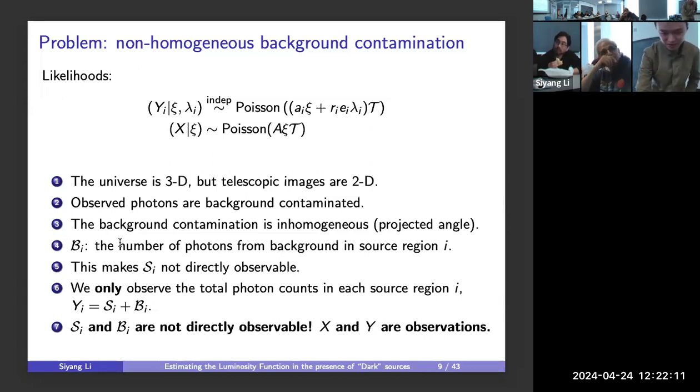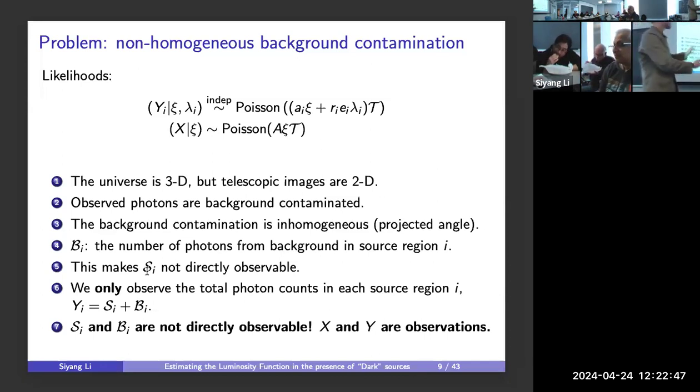So this motivates us to introduce some latent variables B, the number of background counts in each source region. This also makes our primary source of interest, the source signal, not directly observable. What we can observe is always a mixture of the signals from the source and the noise from the background.